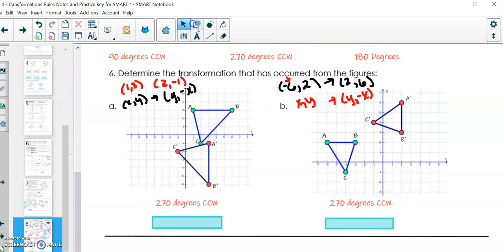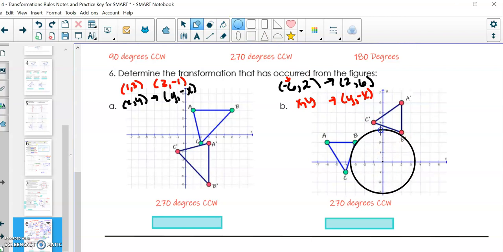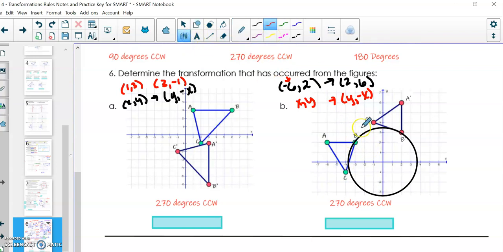All right, so if I were to take a look at that, it's centered at the origin. There we go. So if I'm looking at B going to B prime, here's my point. I've gone 270 degrees counterclockwise.